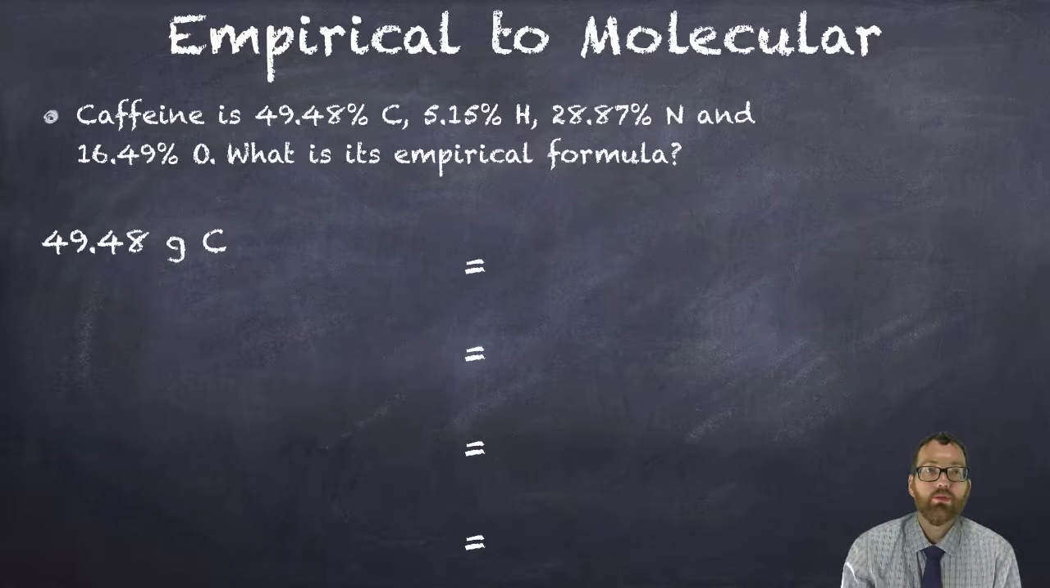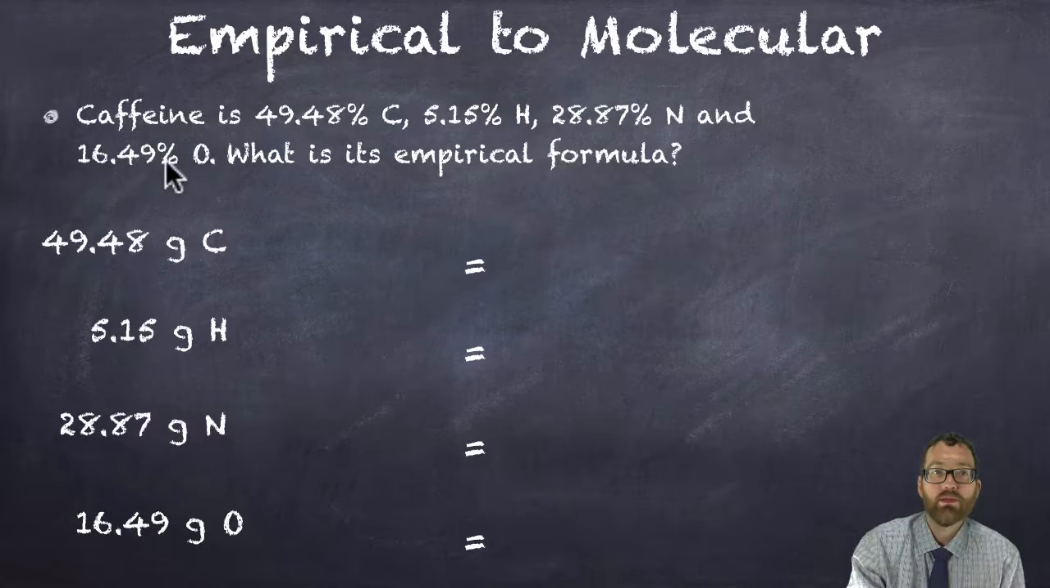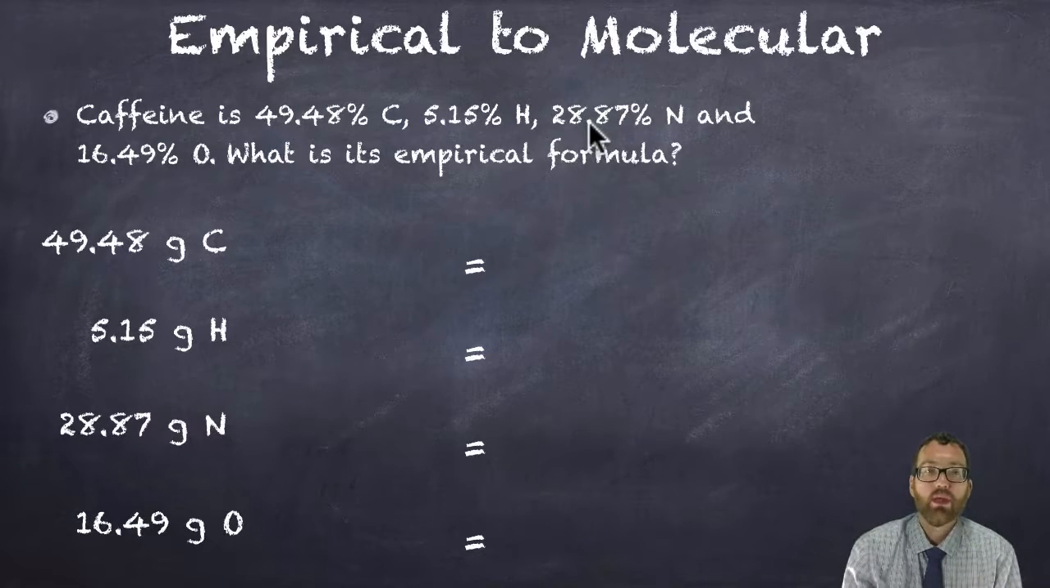Okay, here we go. I have 49.48 grams of carbon, 5.15 grams of hydrogen, 28.87 grams of nitrogen, and 16.49 grams of oxygen. And I've gotten these numbers by simply assuming I have 100 grams, and all of these percents just turn right into grams. Step 2 is to convert to moles. So I'm going to divide each of them by their molar mass.